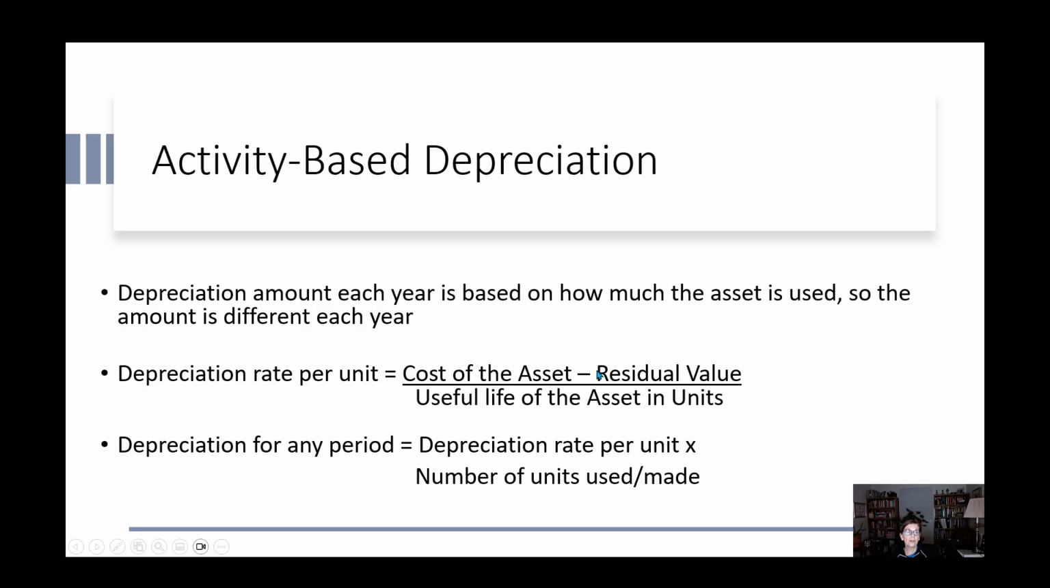You take your cost minus your residual value and you divide by useful life, but instead of useful life in years, you have useful life in units. And you don't stop there. That's a mistake students sometimes make. You don't stop there. Then you take your depreciation rate per unit and multiply it by the number of units used or made that year. So for example, if this was a depreciation rate per mile, you would multiply it by the number of miles driven that year.